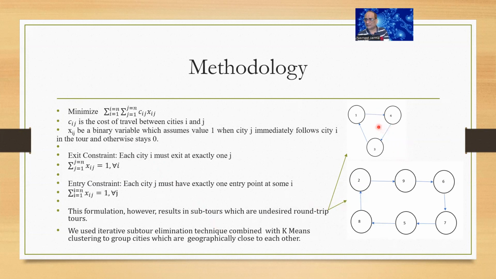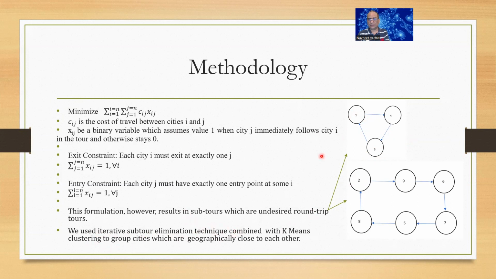So we have cities, like 8 cities, and in the 8 cities you can form a subgroup, like you can go from 1 to 4 to 3 and back to 1. And again, you can also have 2 to 9 to 6, 7, 5, 8, and back to 2. I think there are 9 cities actually. So that's the idea, that subtours can be formed, and these are not desirable, and some logic needs to be applied so that the subtours are not there in the solution. So one of the key points of the methodology was that we use this iterative subtour elimination technique.